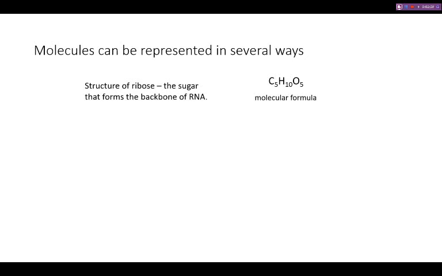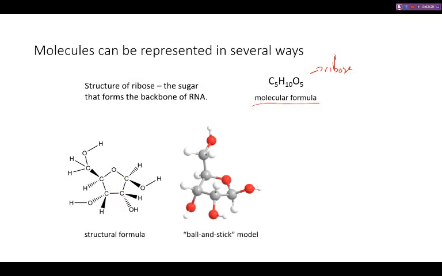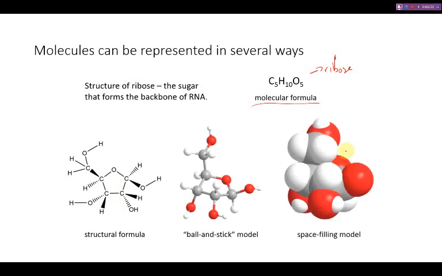So we can represent molecules in different ways. This is the molecular formula of a molecule. This is ribose, which forms the backbone of DNA. We can also look at ribose in terms of its structural formula, in terms of a ball and stick model, and a space filling model. And it turns out that the space filling model is really what's most accurate in terms of what they actually look like. And we'll get more into that later. But the point here is to see that we can represent molecules in a variety of different ways. For now, we're going to focus on the molecular formula.